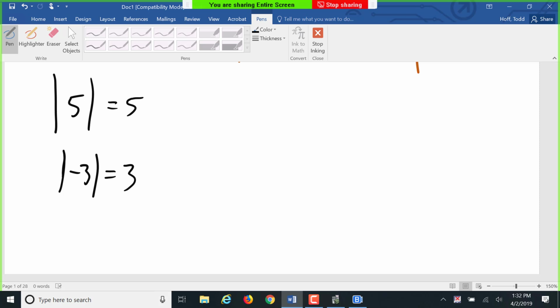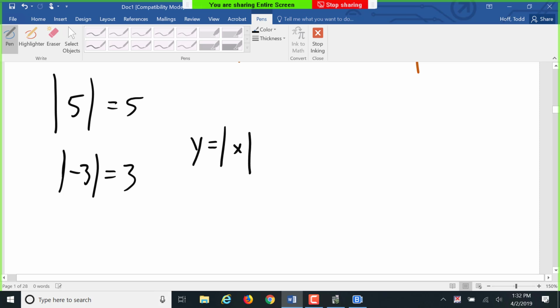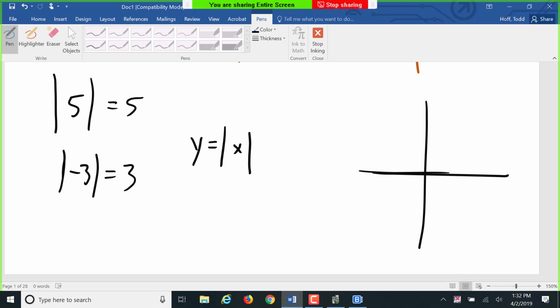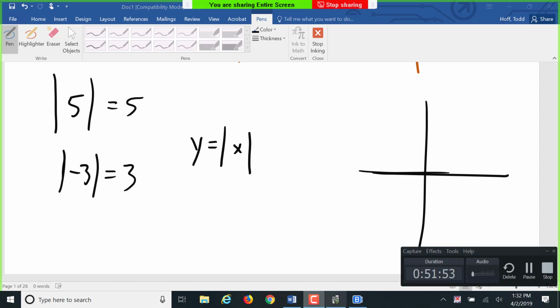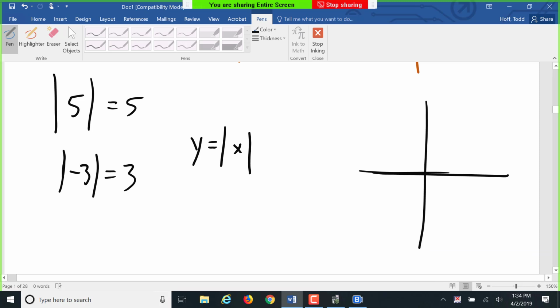Or if we're looking at that vector representation on the number line, what is the length of the vector, regardless of direction? So if I give you the equation y equals the absolute value of x, I'm going to give you a minute here. Try to sketch out the graph of that. What does the graph look like?